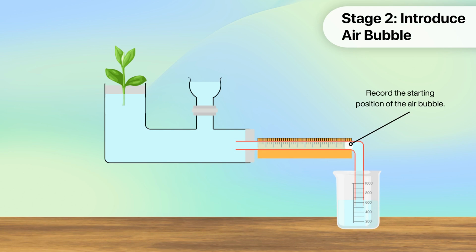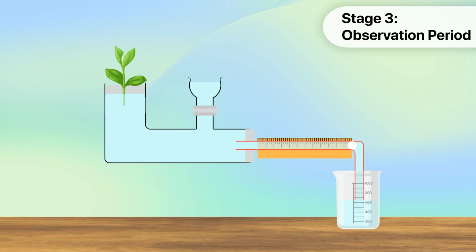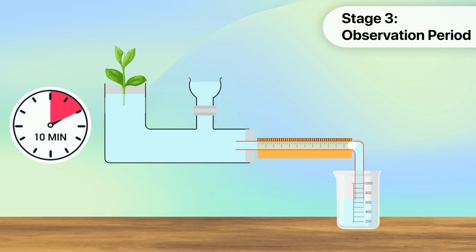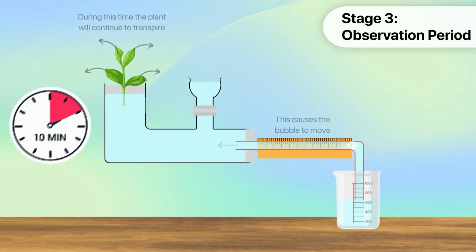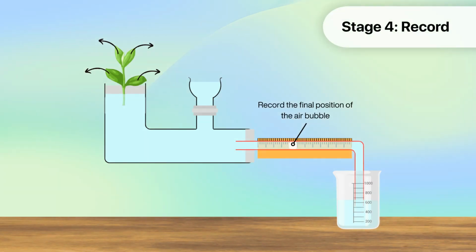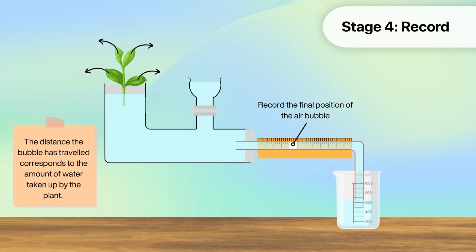This will be our baseline to measure the movement of the bubble over time, which indicates the water uptake by the plant. Allow the apparatus to sit undisturbed for a set period of time. This could be something like 10 or 15 minutes. During this time, the plant will continue to transpire, causing the bubble to move. After the observation period, record the final position of the air bubble. The distance the bubble has travelled corresponds to the amount of water taken up by the plant.